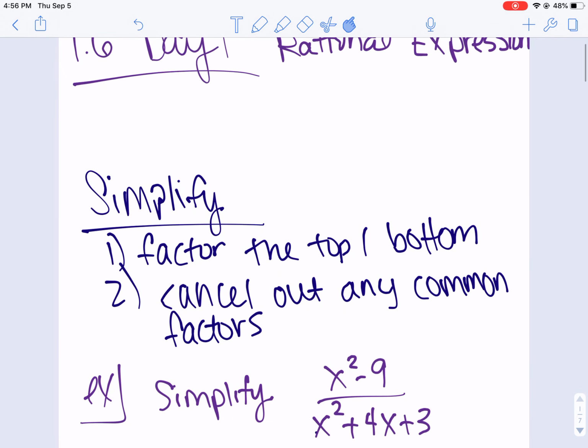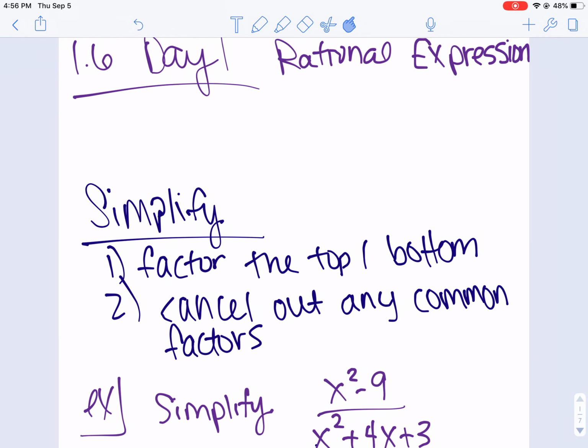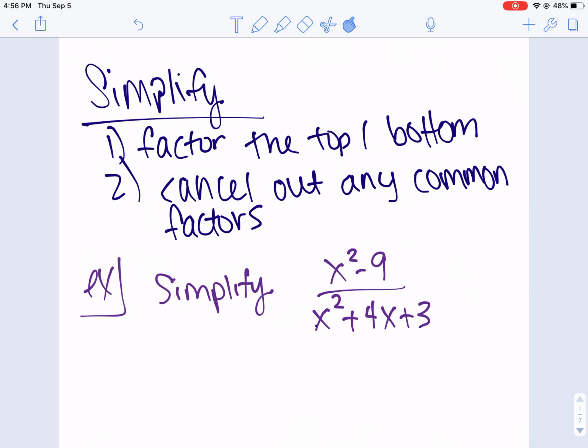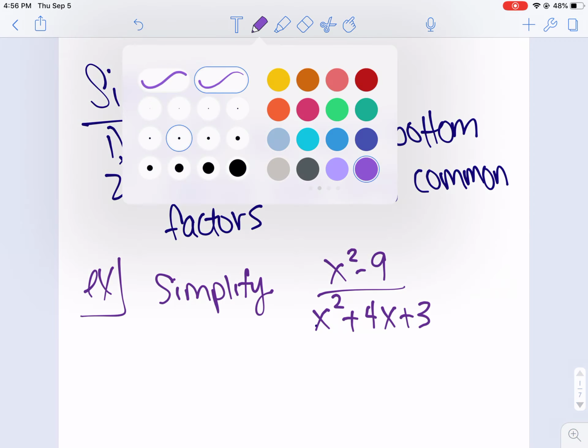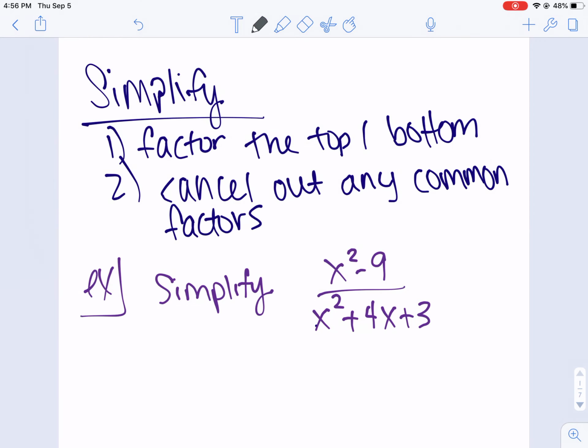But anyway, when we're simplifying rational expressions, the first thing we want to do is factor the top and the bottom and then cancel out any common factors. An example of what we're working out here is x squared minus 9 over x squared plus 4x plus 3. Okay? So what you have to do is factor your top part.